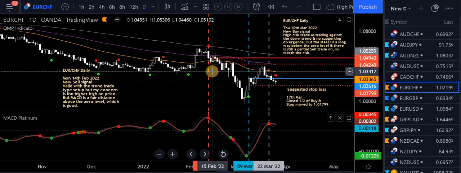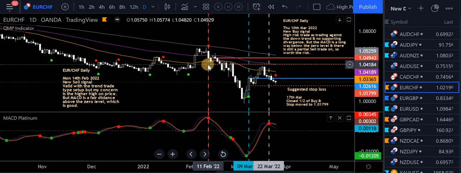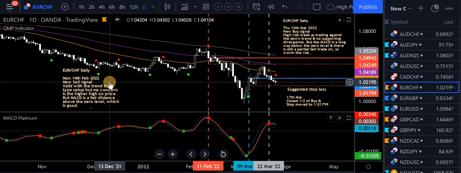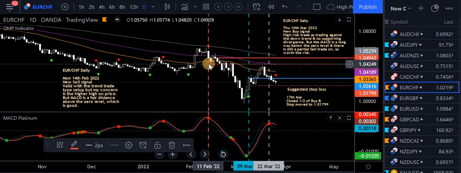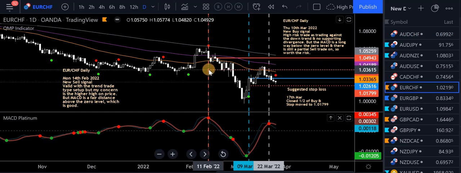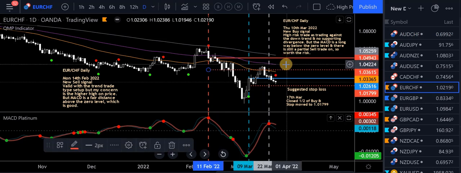So we're in a buy. We're still in the sell here. Let's move that stop down on that sell. So that's from the 14th of Feb. So we've already taken half off that. We'll lock in a little bit of profit. We'll just bring the stop down a bit, just a little bit, just above the 50 moving average. So we're locking in a bit of profit there.